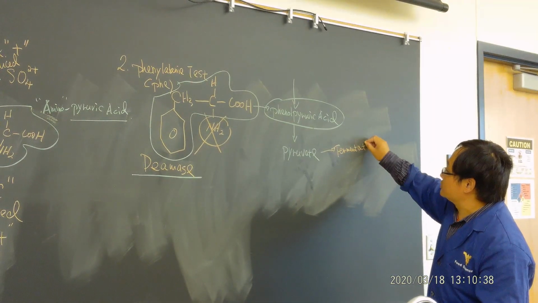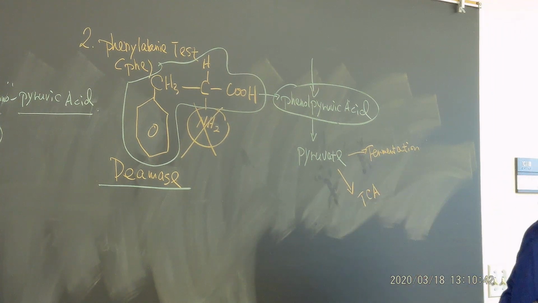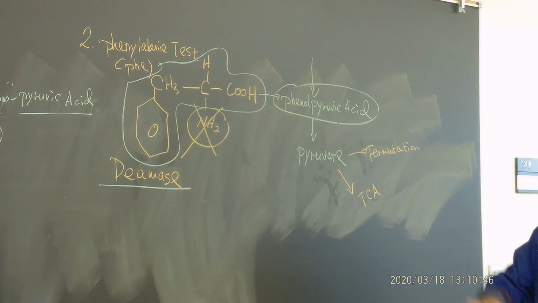And this can also go to the TCA cycle. Go whatever they like, so they can survive. So this is also an example that tells you bacteria can use lots of other energy resources in addition to glucose.